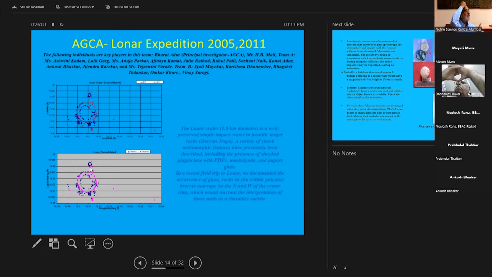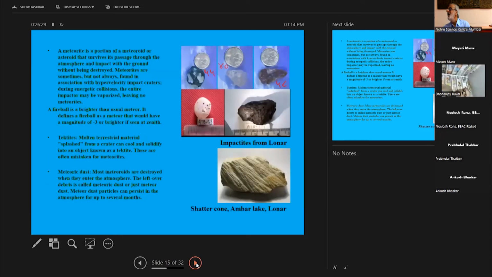Global Positioning Satellite. Okay, so using that, we were able to find the diameter to be 1.8 meters, and this is also well understood. It had happened in a basalt rock. The impact was in basalt rock. And these are the samples which we got in Lonar.